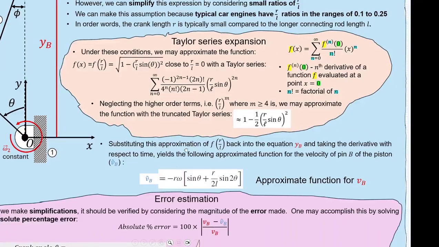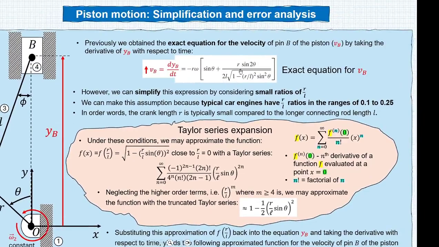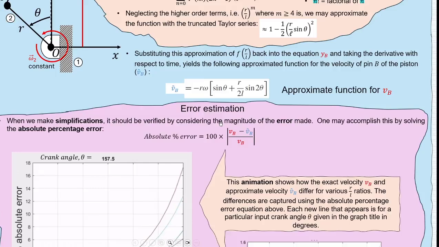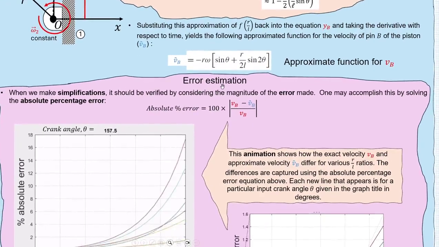This approximate function is a lot easier to handle than the original exact equation as shown here. However, we might want to know what kind of error we introduce by using this simpler function, which is an approximation of the velocity of the piston. To do this, we need to do an error estimation. For example, we could take the absolute percentage error, which is obtained by taking this formula.